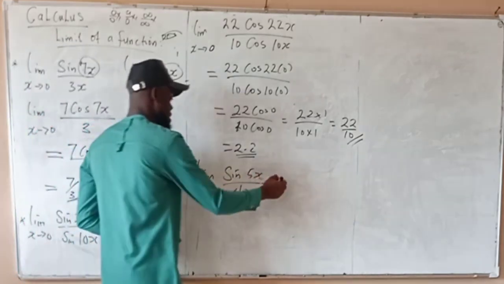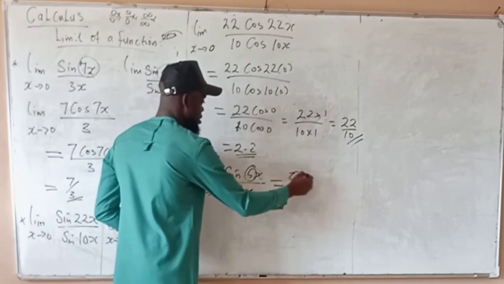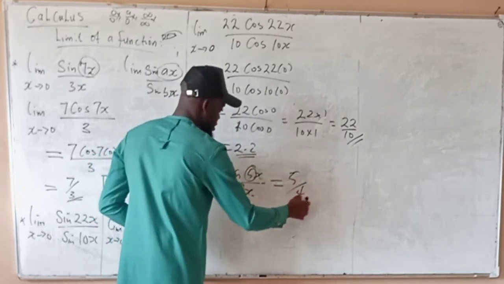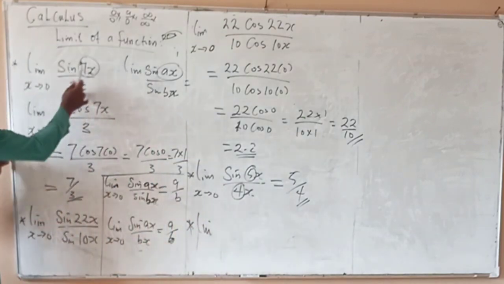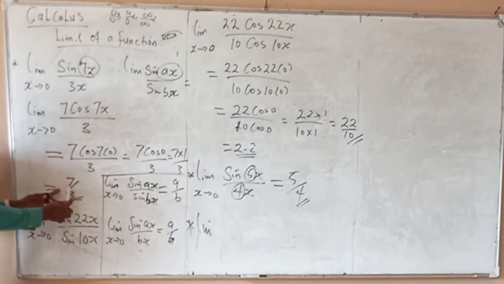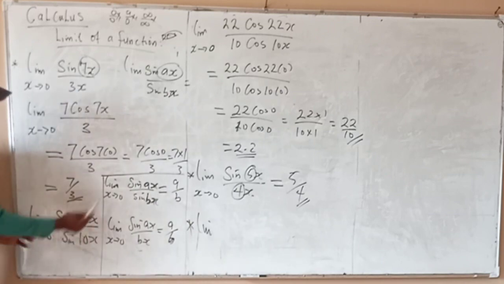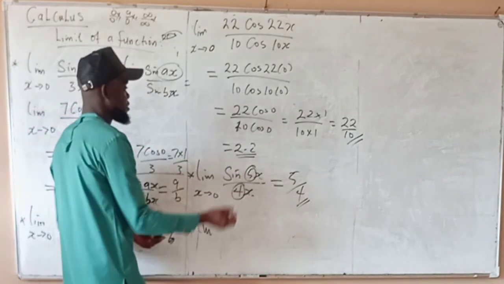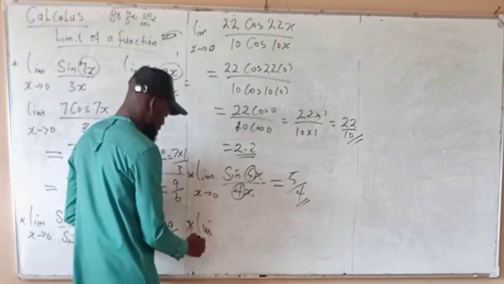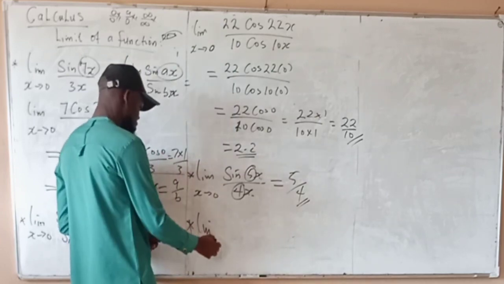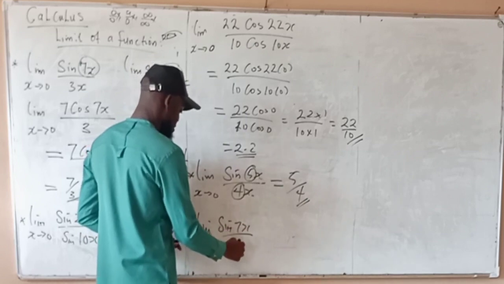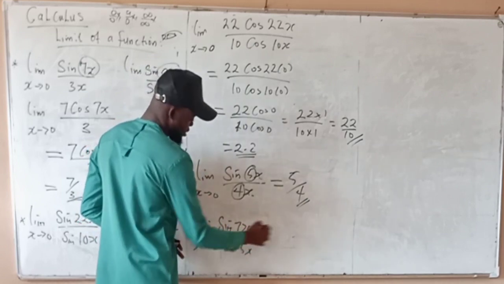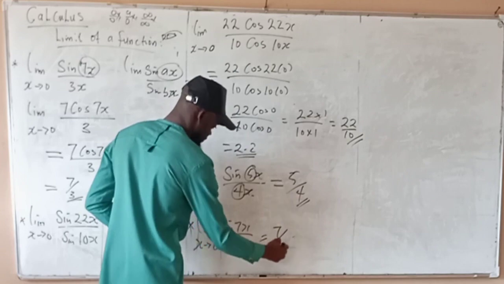So for this one, the answer is going to be the coefficient of this x divided by the coefficient of this x. Check one before: coefficient of x over coefficient of x, 7 over 3. Remember this one, 2 over 10. Now let's look at the limit as x approaches 0 of sine 7x over sine 5x. The answer will be 7 over 5.